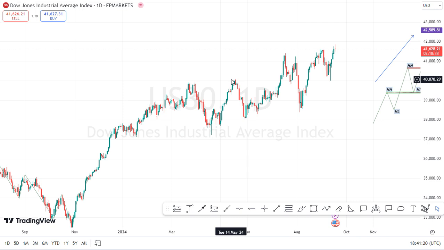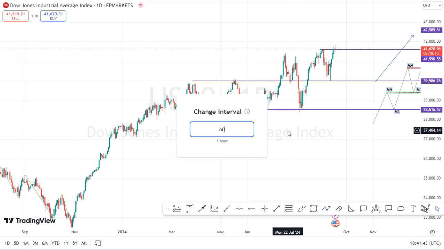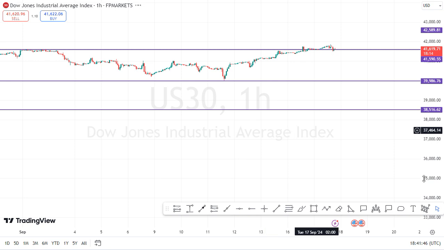Now if I go on 60 minutes, let me just show you something quickly. You can see why it is our area of value. The price came here. This is our resistance. The price got rejected. It came again, it got rejected. It came again, it got rejected. Now look what happened after we broke. We came back and retested it. Okay, that's one.